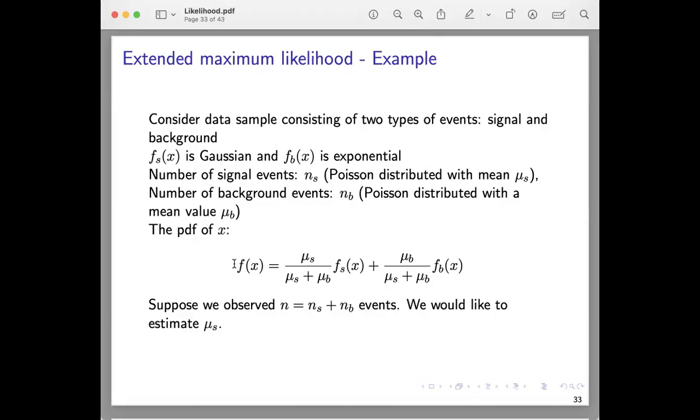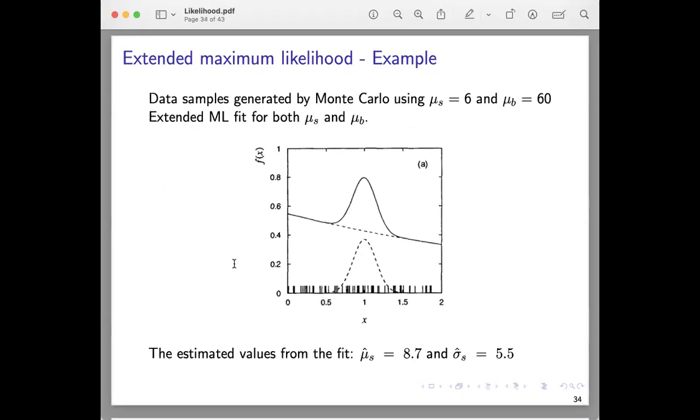Sir, can you go to the next slide? So here we want to estimate the mu S. After performing the fit, the value of mu S we get is 8.7, and the spread, the second parameter we get, is 5.5 for the sigma.